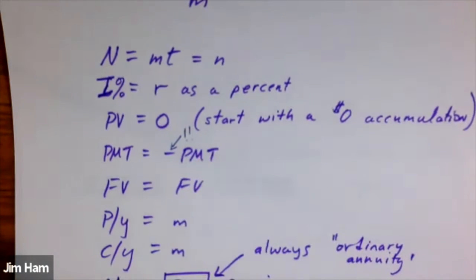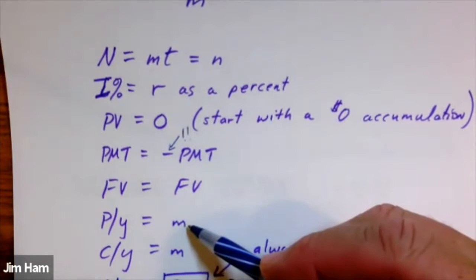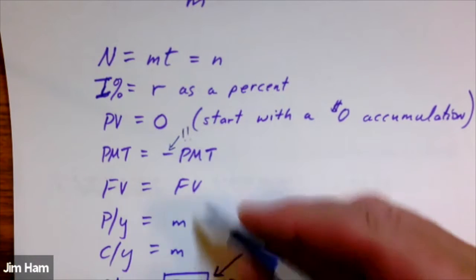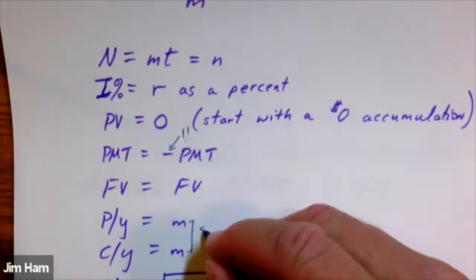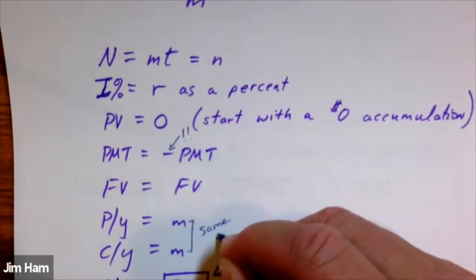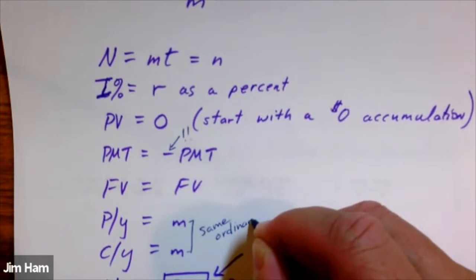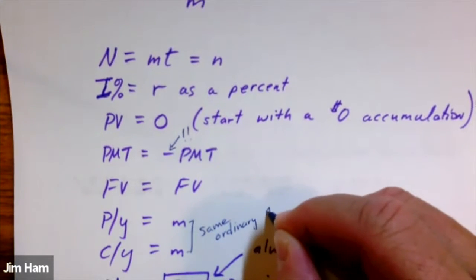If both the present value and the future value are positive, it's going to give you an error. And this payments per year down here and compounding per year, for our problems, are always going to be the same. And this is a feature of an ordinary annuity.